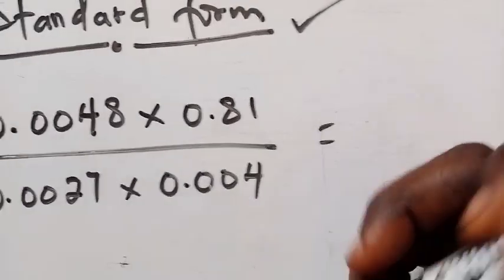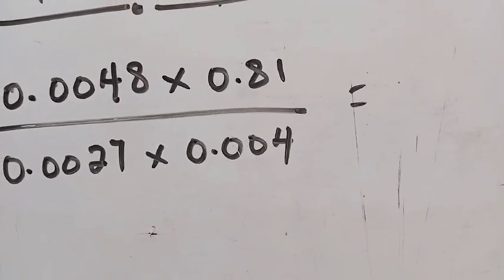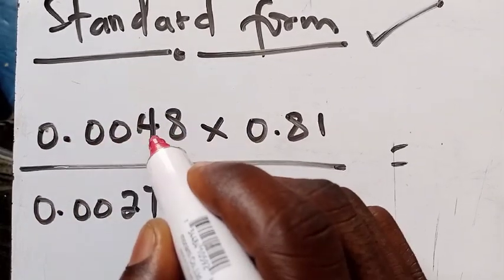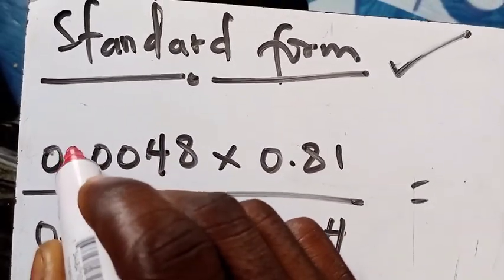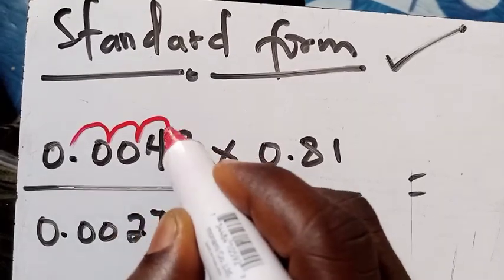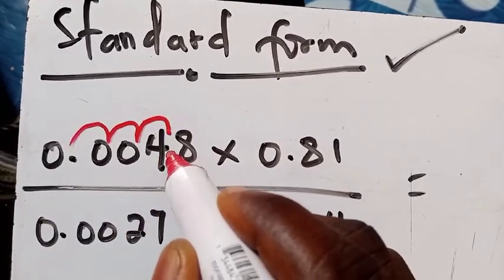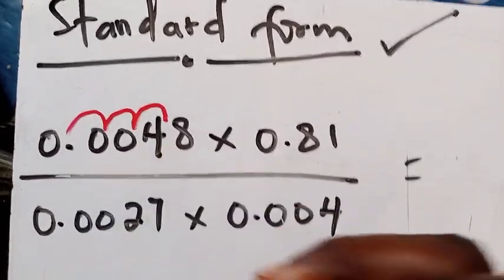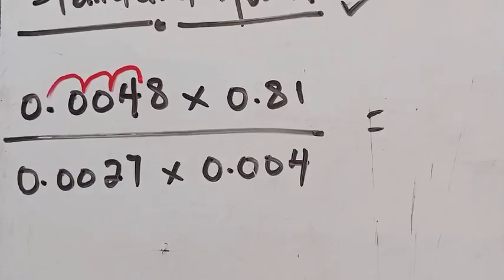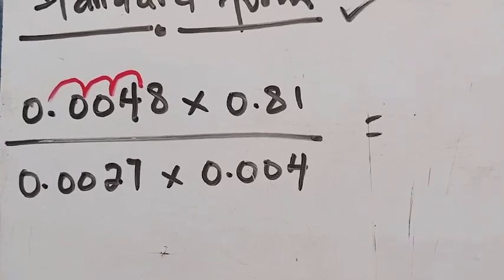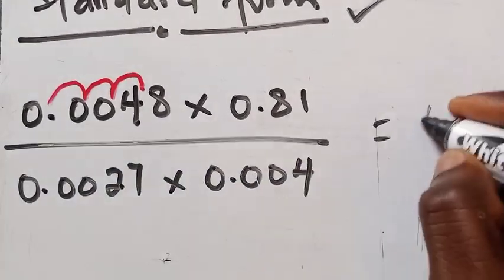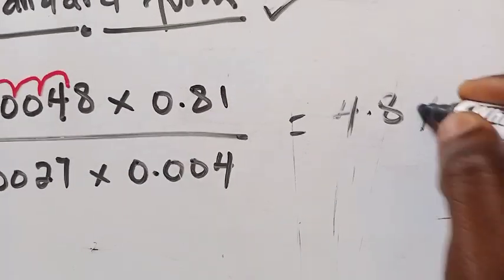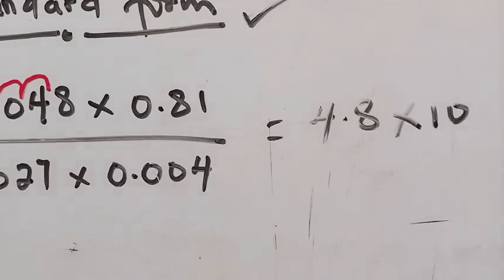So the key here is to look at where this point is located. If this point is located somewhere here, we know that between 1 and 10, this is the first number that we are dealing with. So you have to move this point here. So 1, 2, and then 3, right? So now that we have our first number here, which is between 1 and 10, for sure we can move this point from here to here. So we are going to get 4.8, and then multiply by 10 here. We know the definition of the standard form.